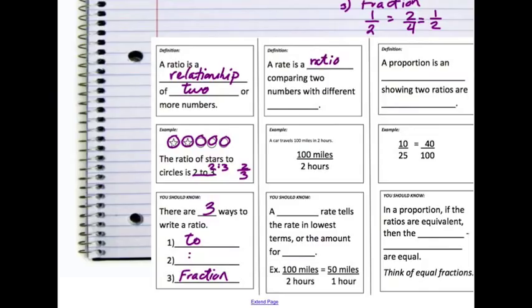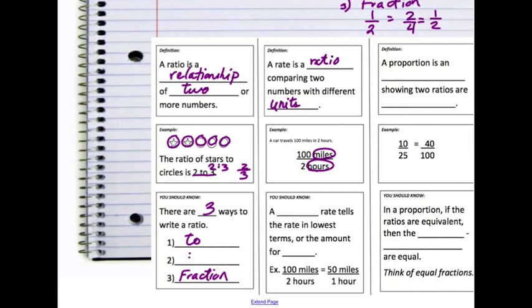A rate is a ratio, but it compares two numbers with different units. What do I mean by units? I mean something like this example. A car travels 100 miles in 2 hours, right? So miles is the first unit and hours is the second unit. I'm not comparing miles to miles or hours to hours or seconds to seconds. I'm comparing miles to hours. There are 2 different units here, so it is a rate.